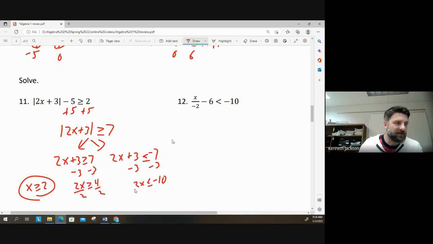To get rid of a plus 3, we subtract 3, and to get rid of a times 2, we divide by 2. Again, absolute value, we get 2 answers.